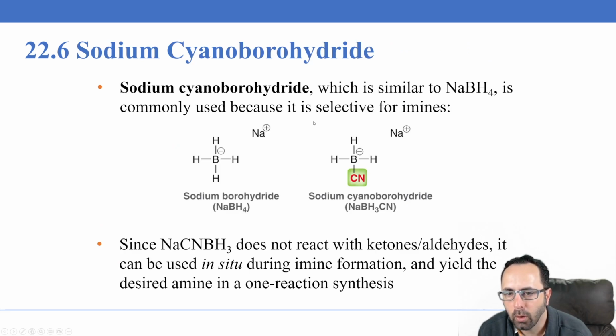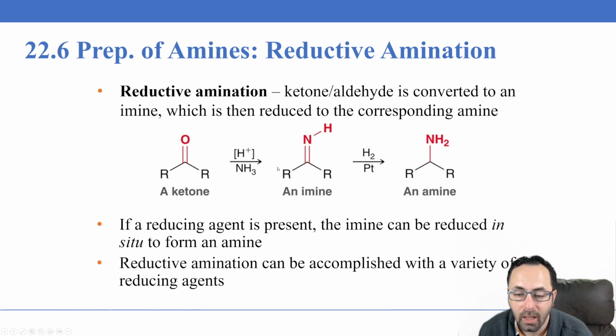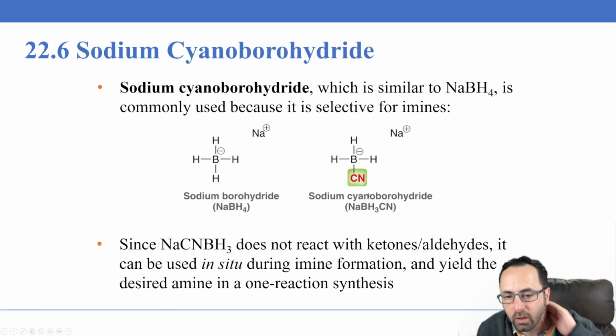Sodium cyanoborohydride, which is similar to sodium borohydride, is commonly used because it's selective for amines. Another problem with using H2 and platinum is that you're going to end up reducing alkenes and all kinds of other functional groups. So if you just want to reduce the imine to an amine, you would want to use sodium cyanoborohydride, which is the same as sodium borohydride, but with an H atom replaced by a cyano group.